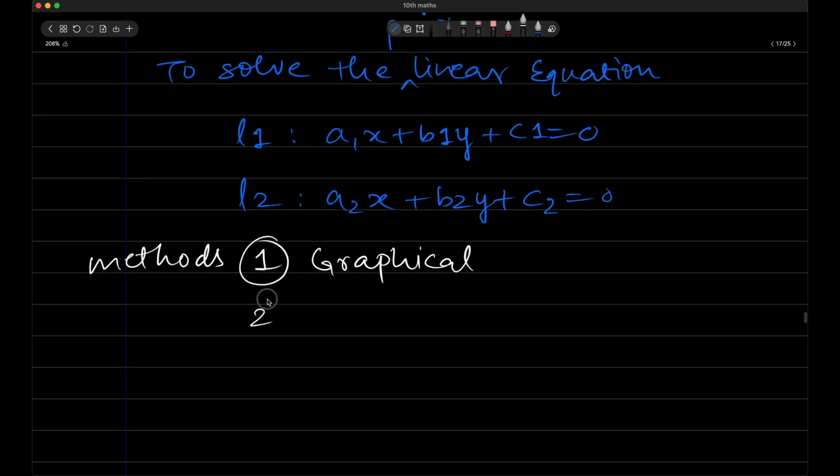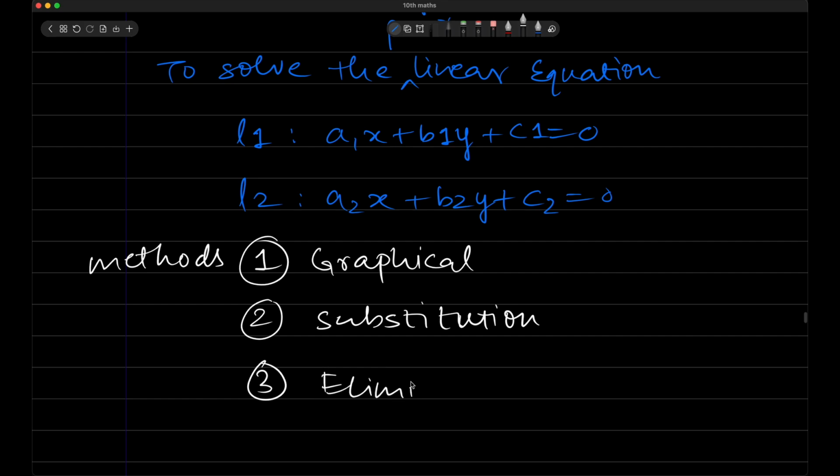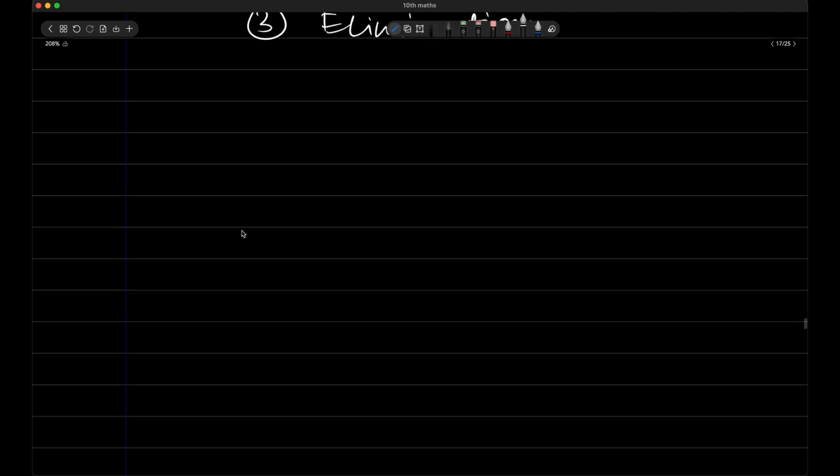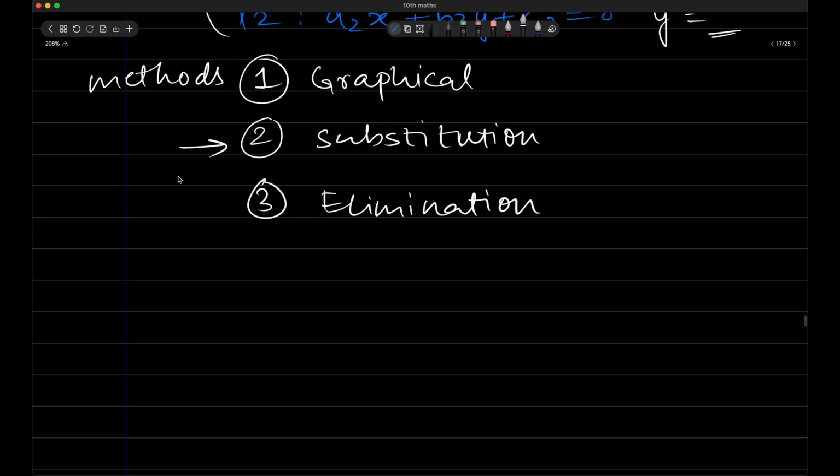In this lecture we are going to see the substitution method, and in the upcoming lectures we will see the elimination method to solve the pair of linear equations and find the solution, that is x equals something and y equals something. Today let us see the substitution method.